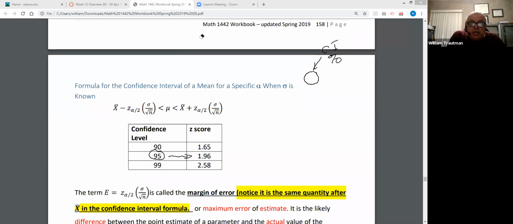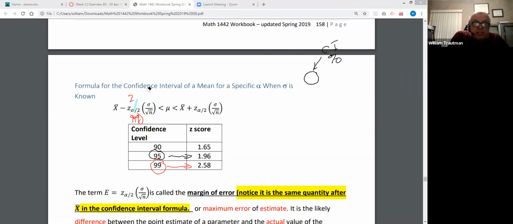If we say we're 99% confident, then we put 2.58 in here. So it tells us the Z-score for the certain confidence that we put in here. All right.